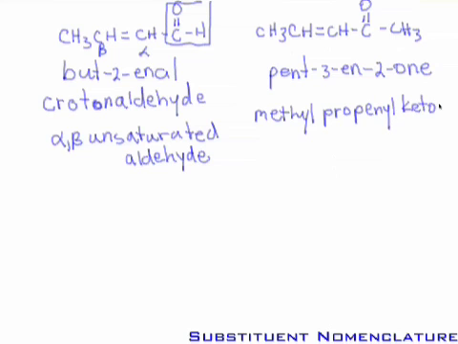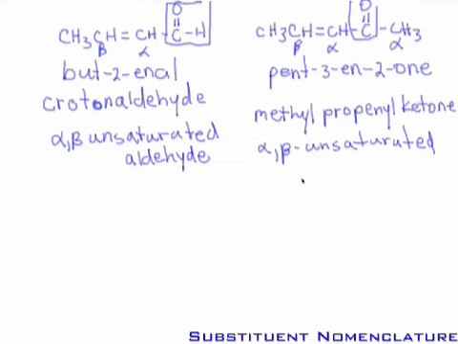No problems. Again, here's the keto group. You have an alpha carbon here, you have an alpha carbon here, you have a beta carbon here. Notice this guy is an alpha beta unsaturated ketone. So methylpropenyl ketone is an example of an alpha beta unsaturated ketone. So don't be thrown by these designations.